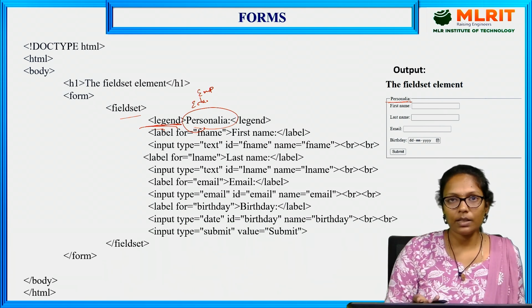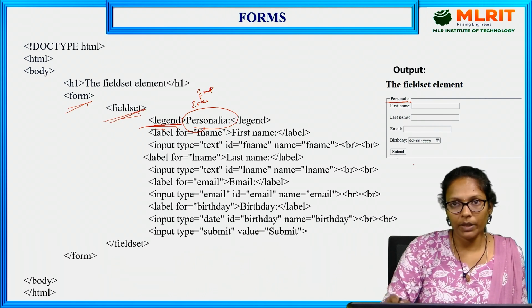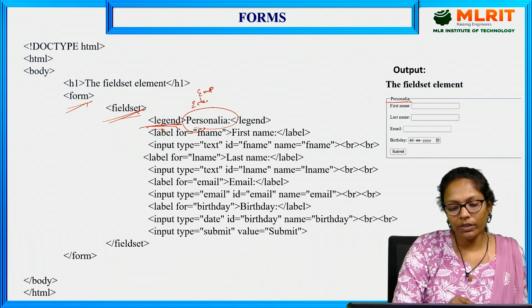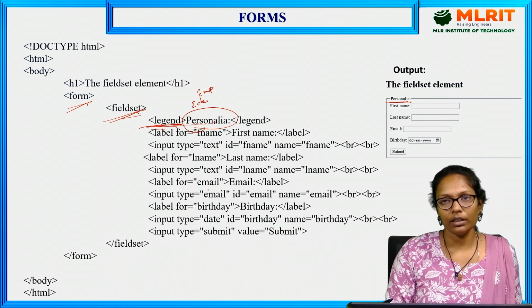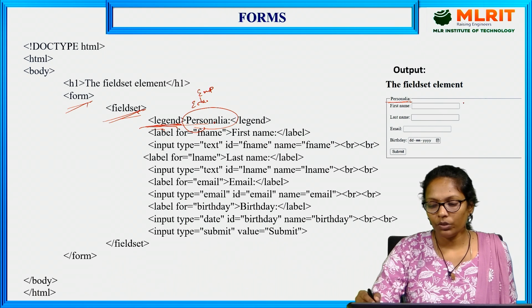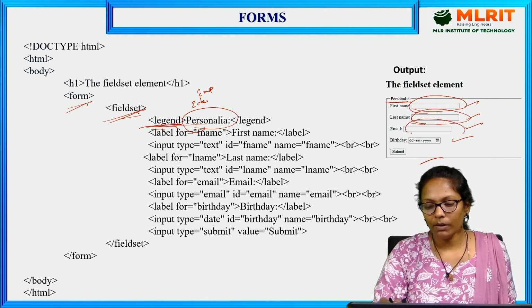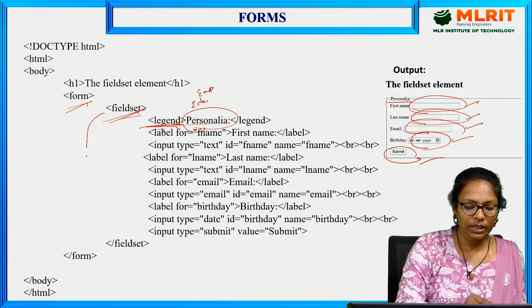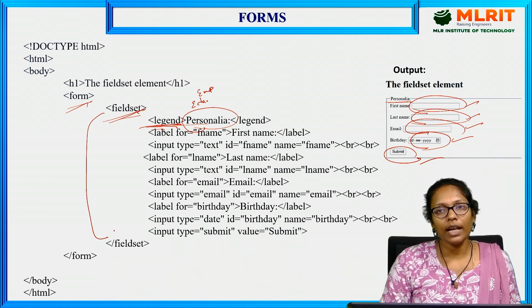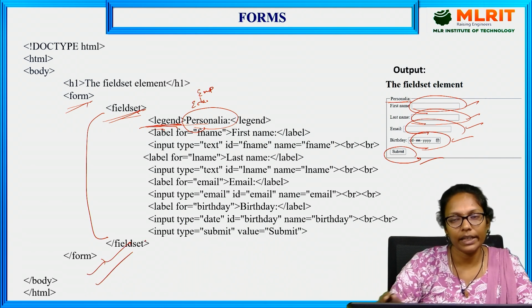After that, it's just similar to a form tag. Within the form tag, first you're writing the field set tag so that a box will be created. And for that box I want to give a name, so I'm writing the legend tag. And after that, whatever details you want to write within that box, you can write. The first is first name, last name, email, birthday, submit. You can see first name is a text field, last name is a text field, email is an email field, birthday is a date field, followed by the submit button. So that's all. Finally, you're closing the field set tag. Whenever you close the field set tag, the box will be closed, and after that, you're also closing the form tag, body tag, and HTML tag.